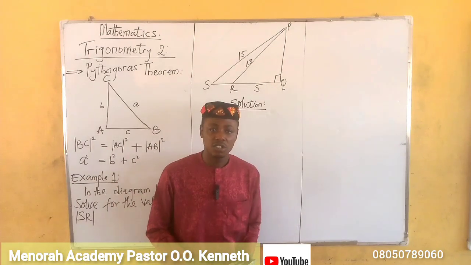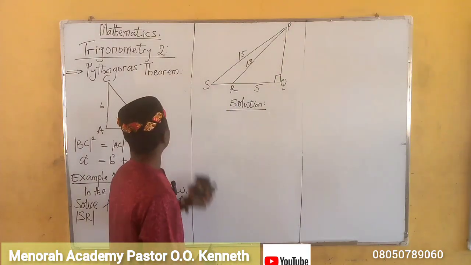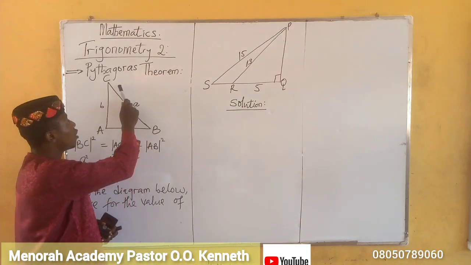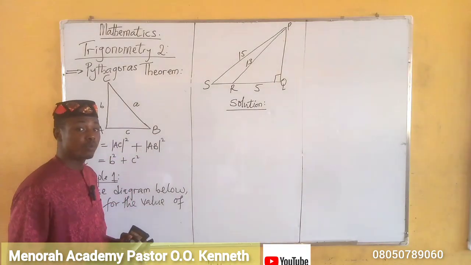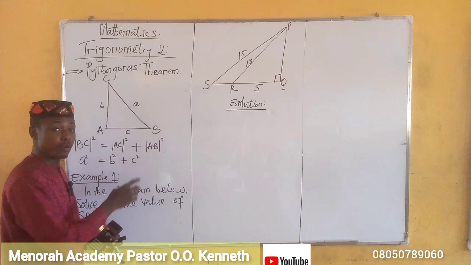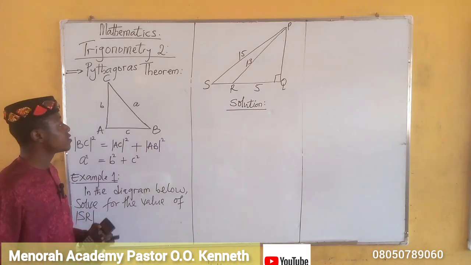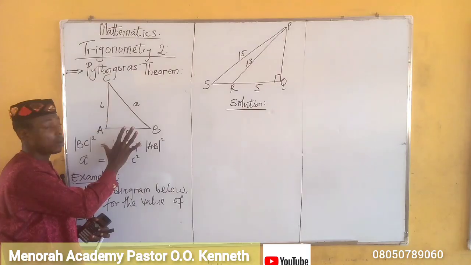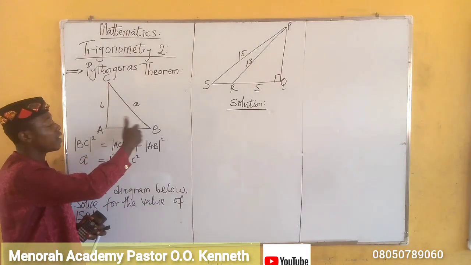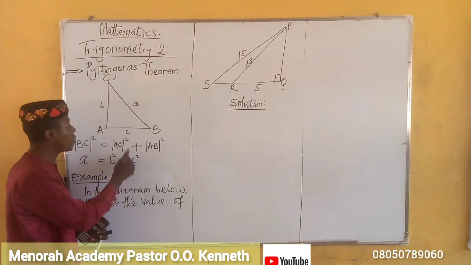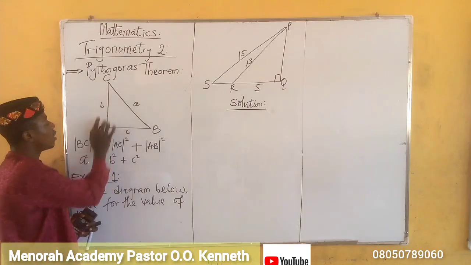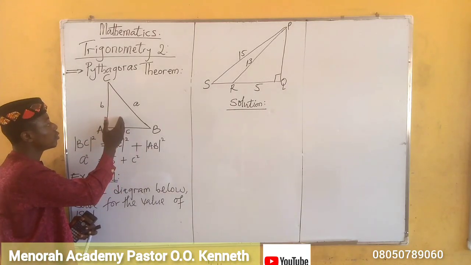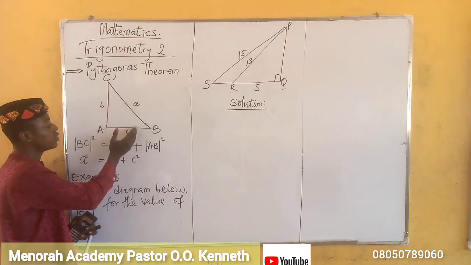Today, I'll be sharing with you Trigonometry 2. Under Trigonometry 2, we'll be looking at Pythagoras theorem. What is Pythagoras theorem? It's just a theorem that tells us about a shape. Tri means a shape that has three sides. So now we have our triangle ABC. This triangle also has the smaller sides.